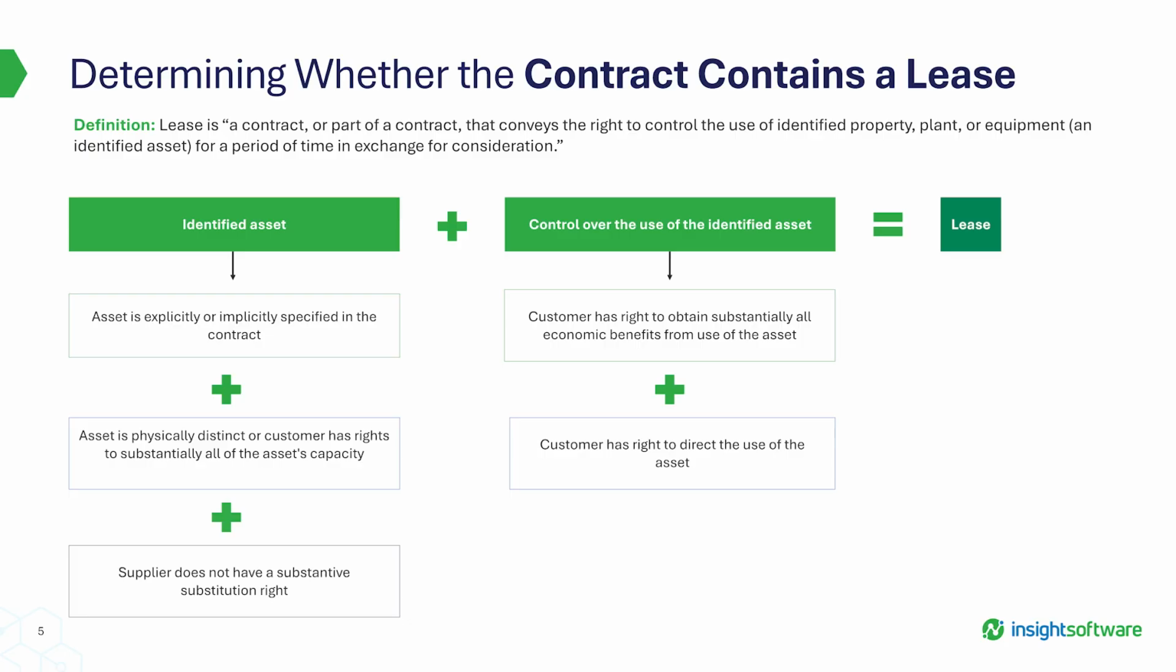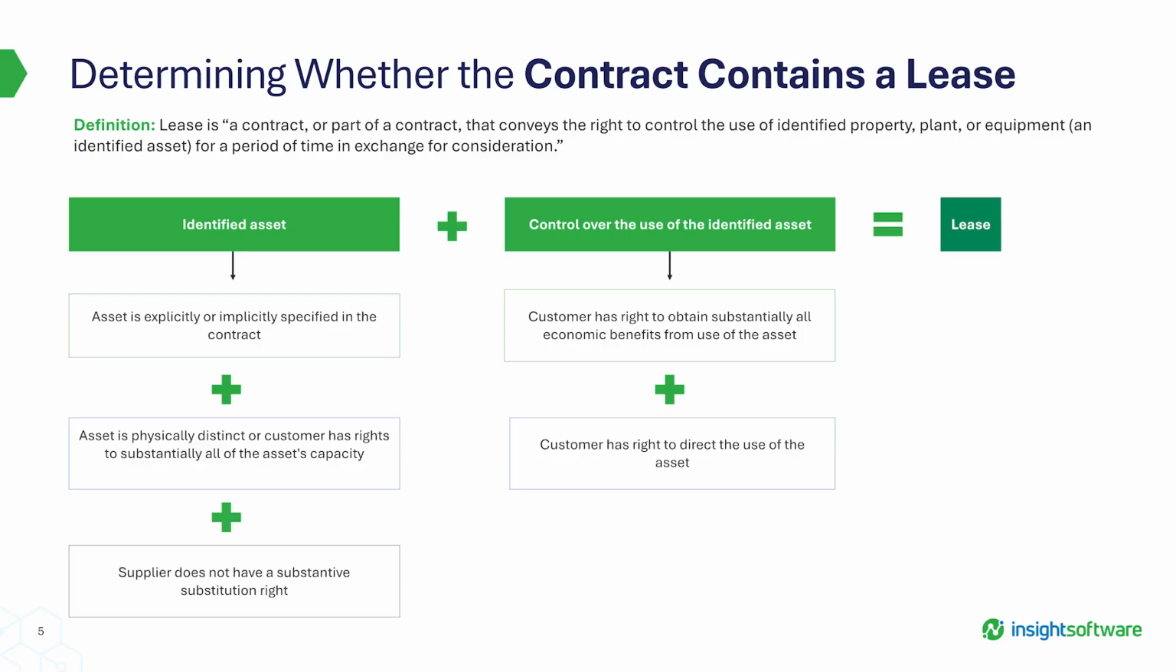You might look for a specific serial number as evidence of this versus something like consumable equipment. Next, the asset must be physically distinct, or the customer has rights to substantially all of the asset's capacity. So if the asset is a portion of a larger asset, the customer must have rights to substantially all of the capacity of that portion of the asset. So that's an important kind of differentiator there.